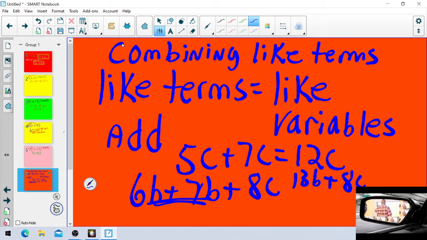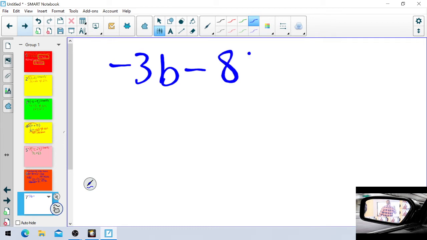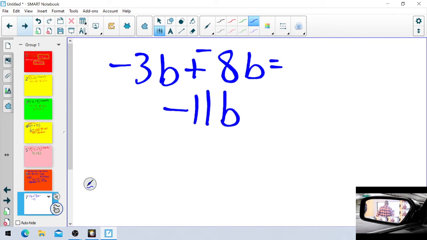Let's do another one. Suppose you had like 3B minus 8B. Well, if you know your rules for subtracting integers, you know you're going to do keep, flip, change. And your answer is going to be negative 11B. You can combine these two terms. You know why you can combine those two terms? Because they're alike.